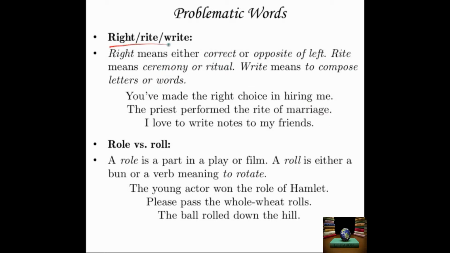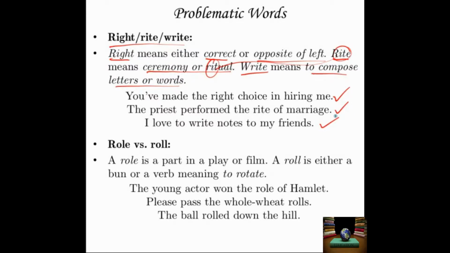All right, write, right, and rite. This is not helped very much by the fact that a lot of people use the wrong spelling on signs just to be cute. You're about to find out how to spell it correctly. Right, R-I-G-H-T, means either correct or the opposite of left, your right hand, for example. Rite, R-I-T-E, means ceremony or ritual. In fact, you'll notice that rite and ritual have quite a lot in common because they come from the same root. Write with a silent W means to compose letters or words. So, you've made the right choice in hiring me. The priest performed the rite of marriage, and I love to write notes to my friends.